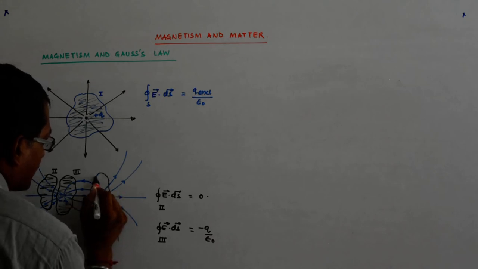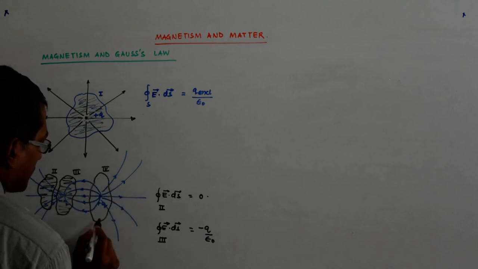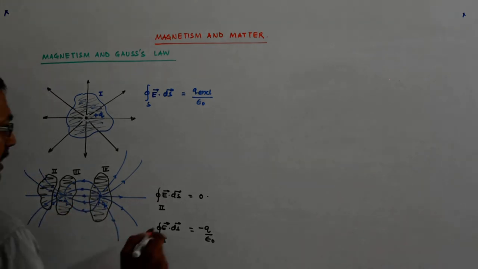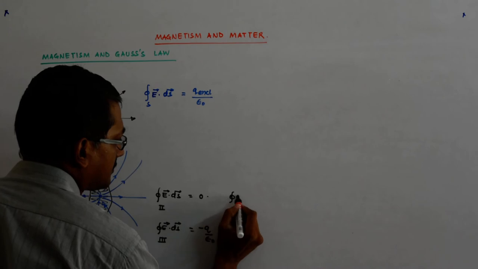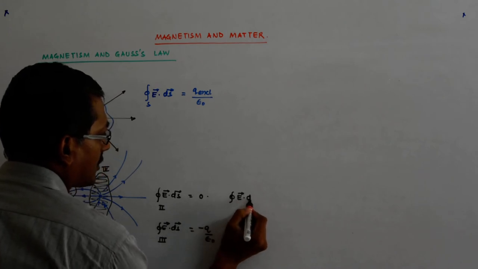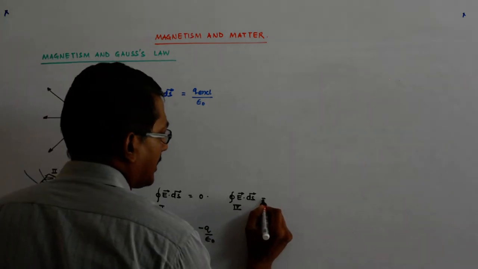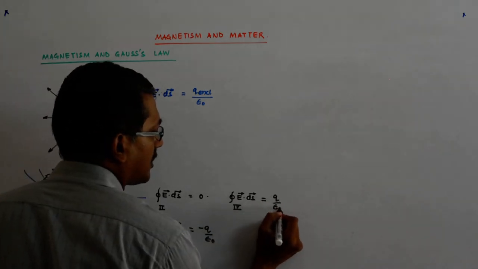The same thing here. If this was surface 4, then what happens? E dot ds for surface 4 is equal to Q upon epsilon naught.